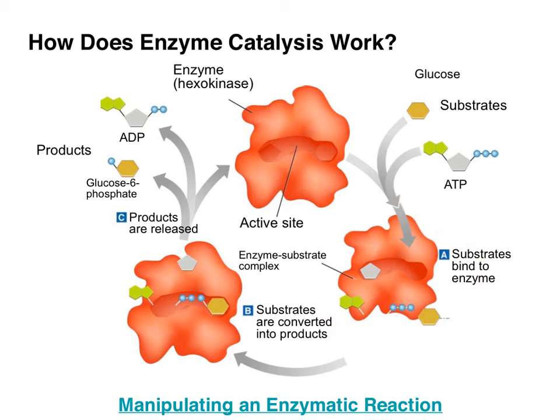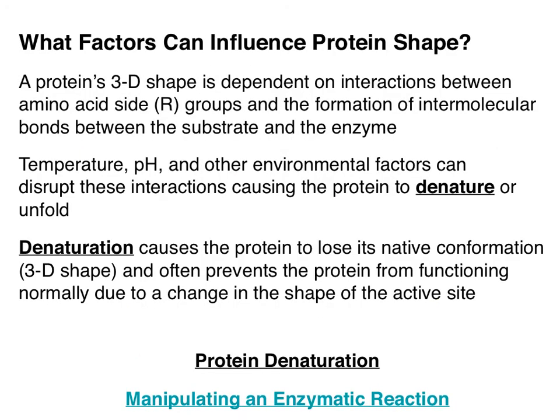Upon binding, the substrates will be converted into products as the shape of the enzyme changes, facilitates the breaking of those chemical bonds, lowers the activation energy. At that point, the products are released, the shape of the enzyme returns to its original conformation, and the reaction can continue a second time.